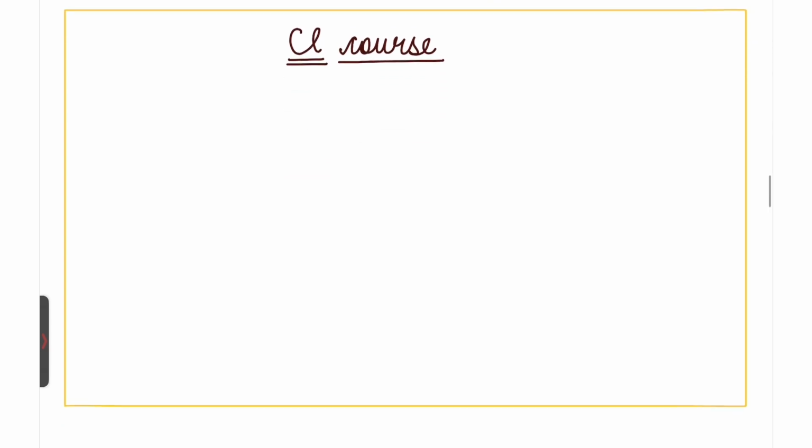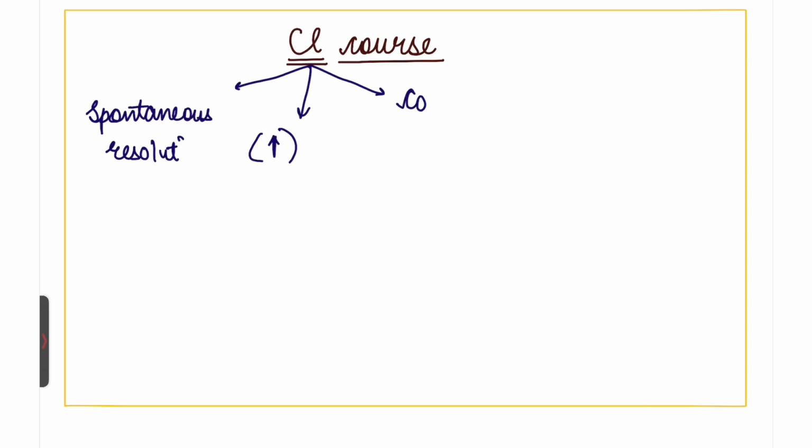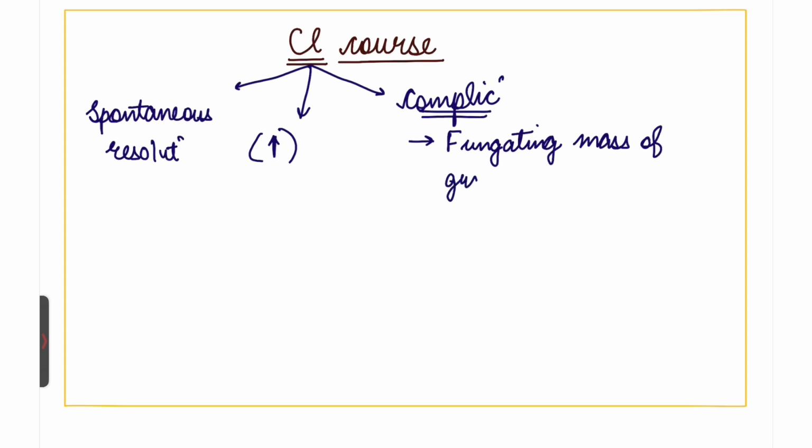Looking at the clinical course, it can either completely resolve spontaneously or slowly increase in size, or it can lead to complications. The complications can be fungating mass of granulation tissue, now this is formed when the lesion bursts on the conjunctival side.